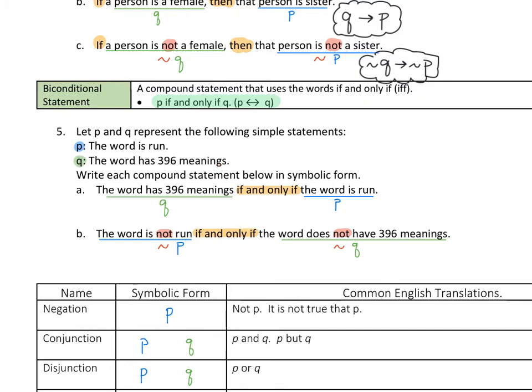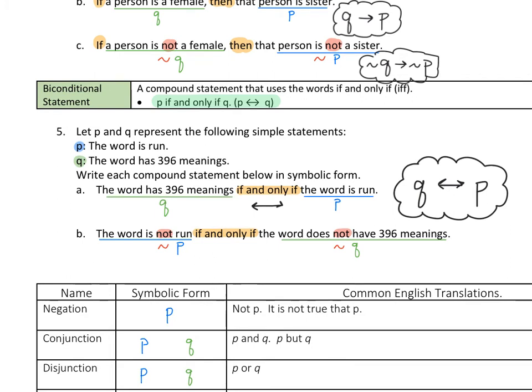Now we want to take our statement and put it into symbols. I first see if and only if. The word has 396 meanings, that's our Q simple statement. If and only if, that's going to help me with my symbol. The word is run, that's our P. I see this if and only if, which means it's our double arrow. Q is listed first, so I would say Q if and only if P. That's how we would read that statement.